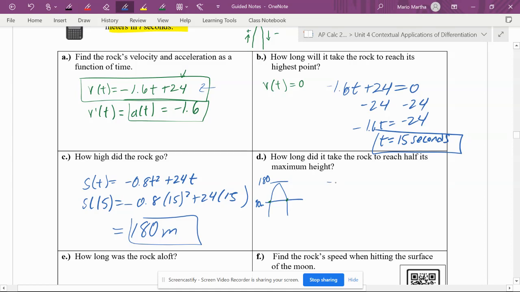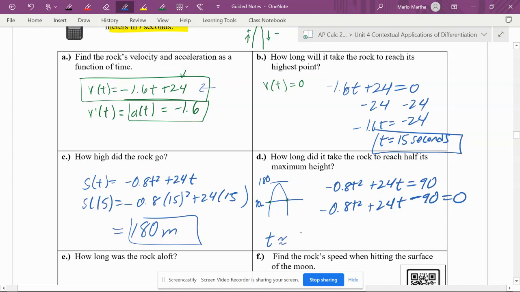Here you would set it equal to 90. Actually, we're setting the position function equal to 90, my bad. So that would be negative 0.8 t squared plus 24 t equals 90. Then subtract 90 to set it equal to 0: negative 0.8 t squared plus 24 t minus 90 equals 0. Then use your calculator, the quadratic formula, however you want to reach your conclusion.